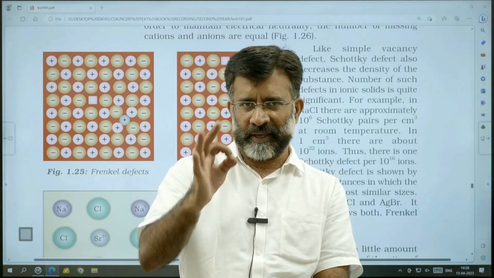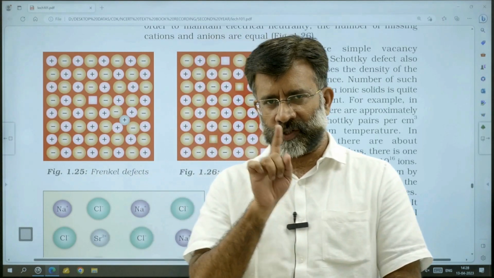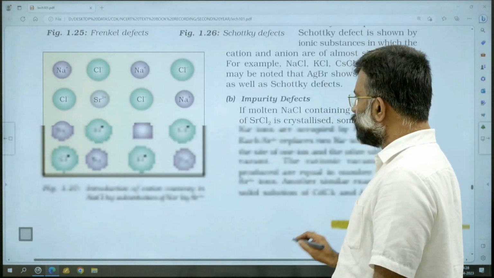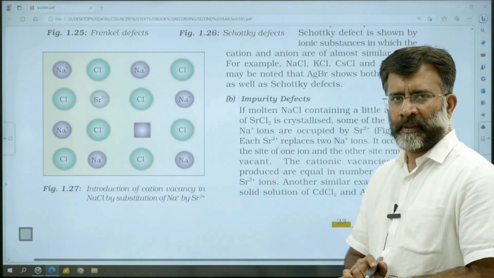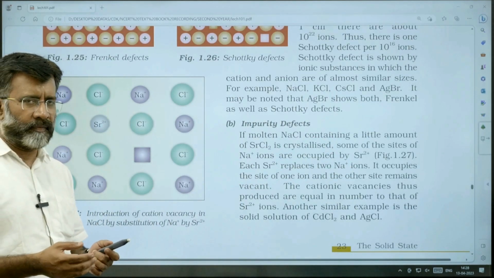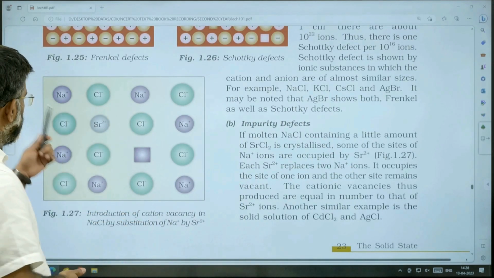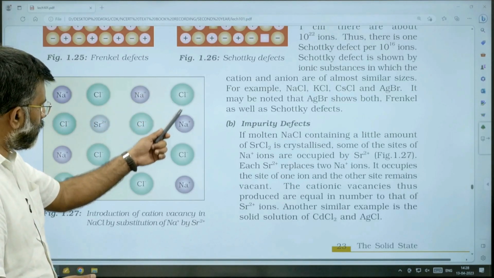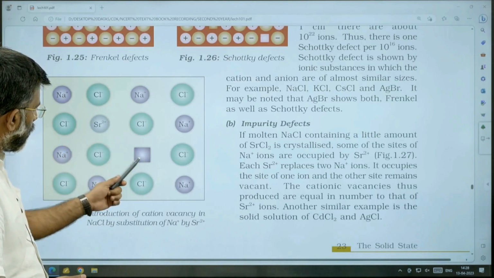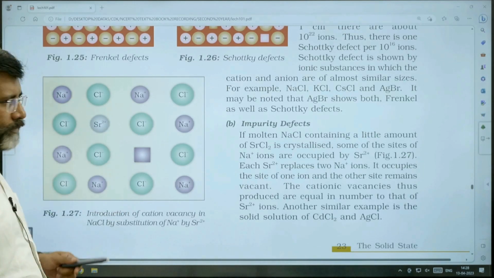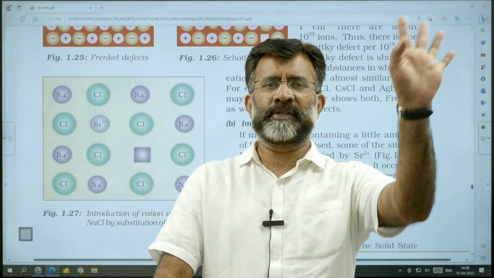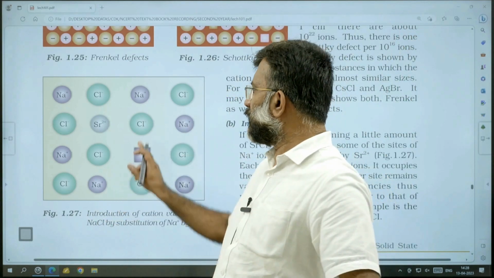Is it clear? So vacancy defect, interstitial defect, Schottky defect, Frenkel defect. Next is impurity defect. In a crystal like NaCl, when doped with some impurity like strontium chloride, you find Na plus Cl minus, Na plus Cl minus, Na plus Cl minus. You can see at 2 places sodium is missing and at 1 place strontium is coming. Impurity defect. 2 sodium missing, 1 position occupied by strontium.